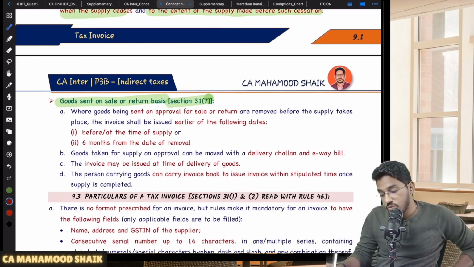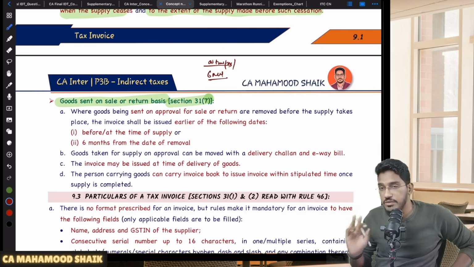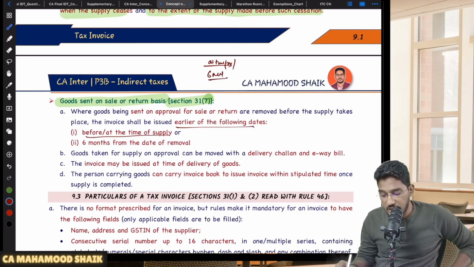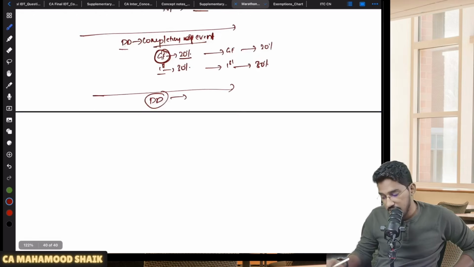They say that in case goods are sent out on sale or return basis, the invoice I am required to issue either before or at the time of making supply, or 6 months from the date of removal, whichever is earlier. You have to issue the invoice on the earlier of the following dates: before or at the time of supply, or 6 months from the date of removal. Sir, what exactly are they trying to say?